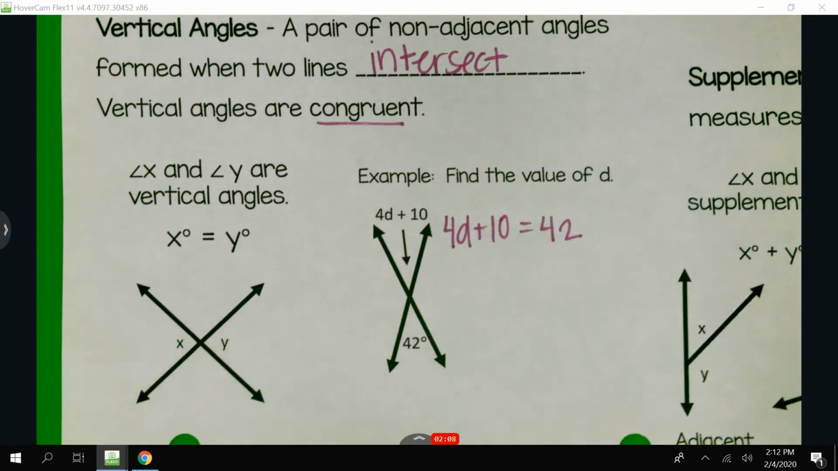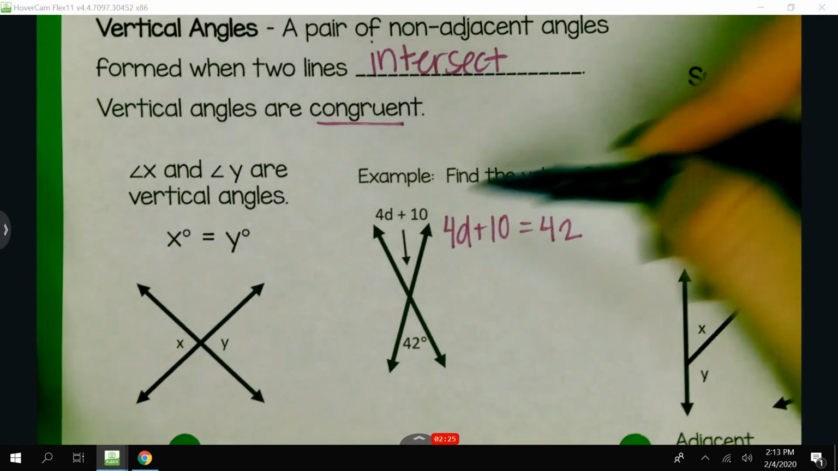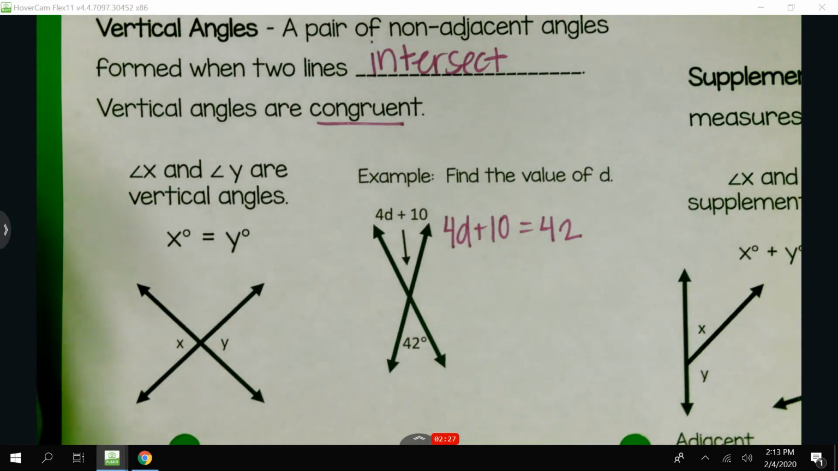Okay? A lot of students today have been making the mistake of adding them, doing 4D plus 10 plus 42. But then you have nothing to equal them to. They're vertical angles, meaning they have the same measure, so you set them equal to each other and solve for D. Okay. So how would I solve for D here?